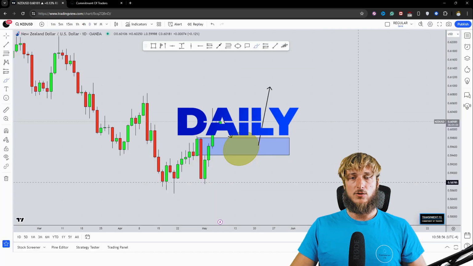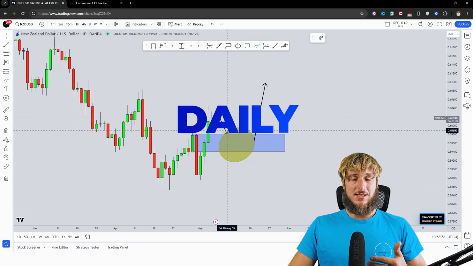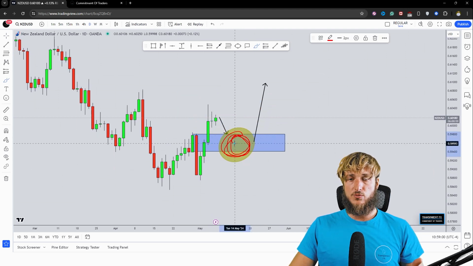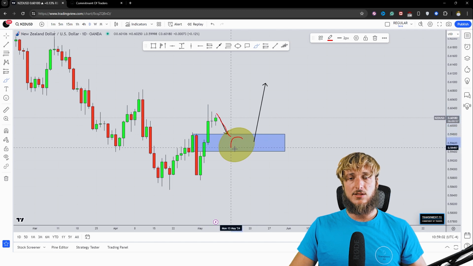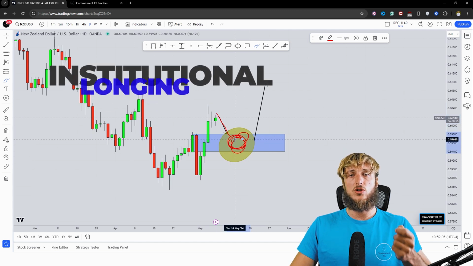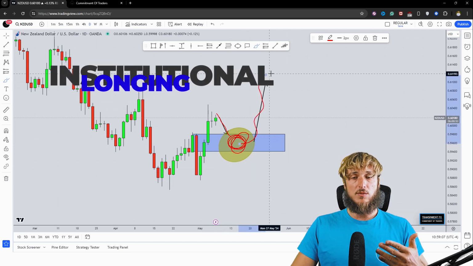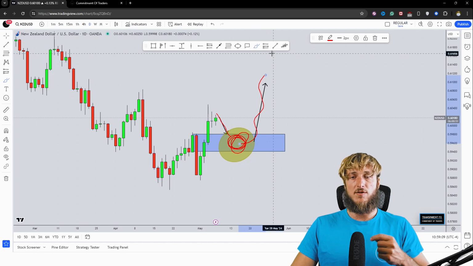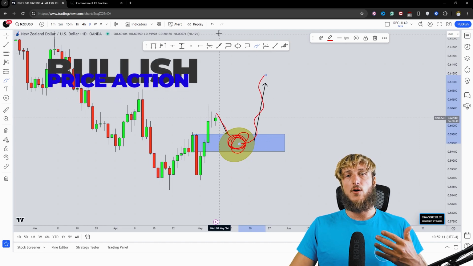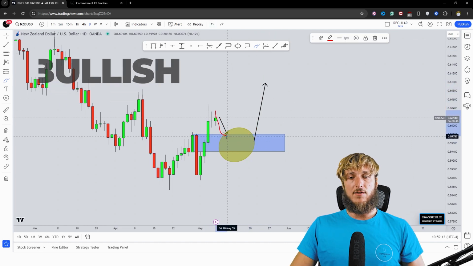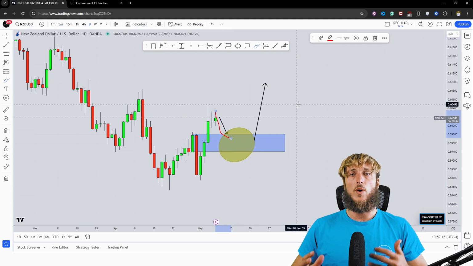Now, back to the analysis. So as we were saying, this area is a confluence of support zones. So if the market will go and test it, there is the possibility to see more institutional longing inside of this area, which at that point would further increase the probabilities of a potential push higher away from the zone. So if we will have a correction to this confluence of support, what would I expect?